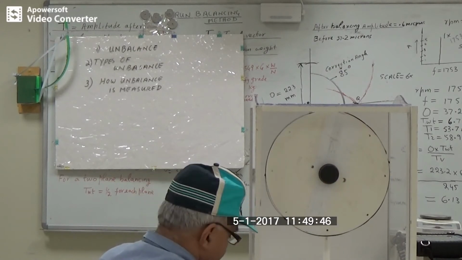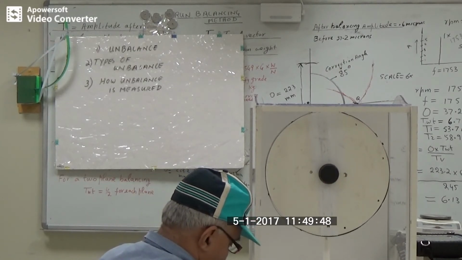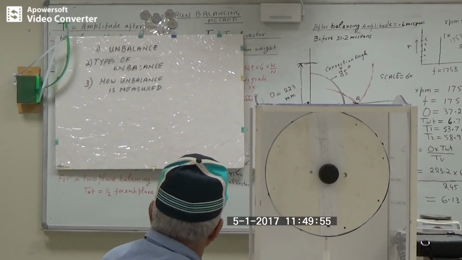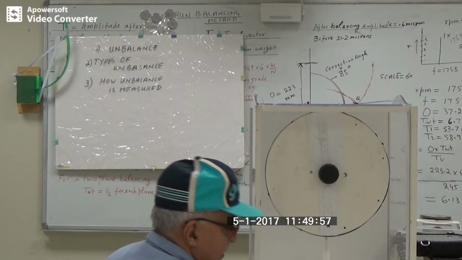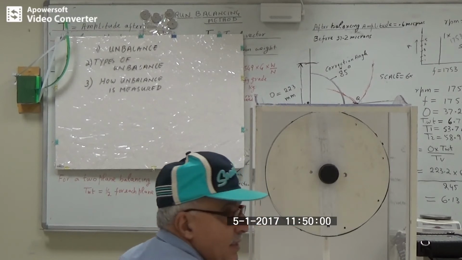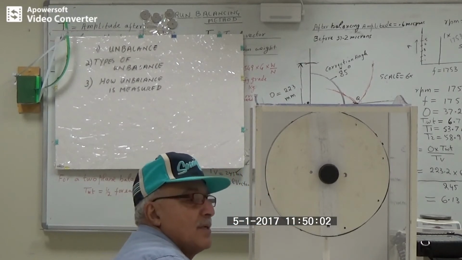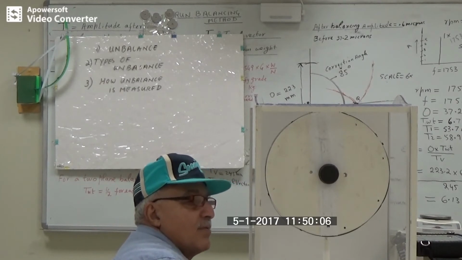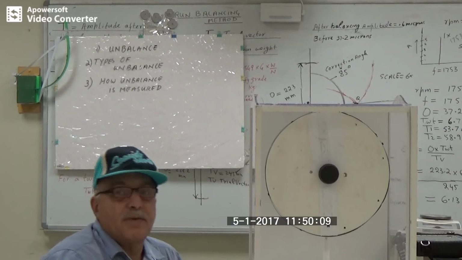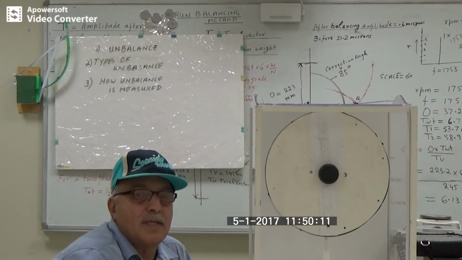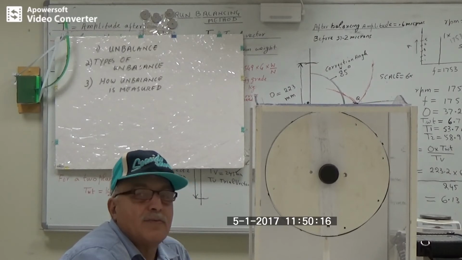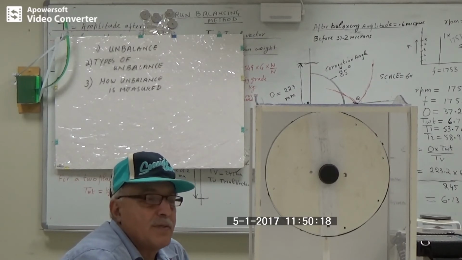So this was about unbalance. What is unbalance? And I told you that we don't want unbalance in the machine, because it will create force when the machine will be running. When the rotor is running, there will be a force which will be pulling the disc outward, and this force is called centrifugal force.